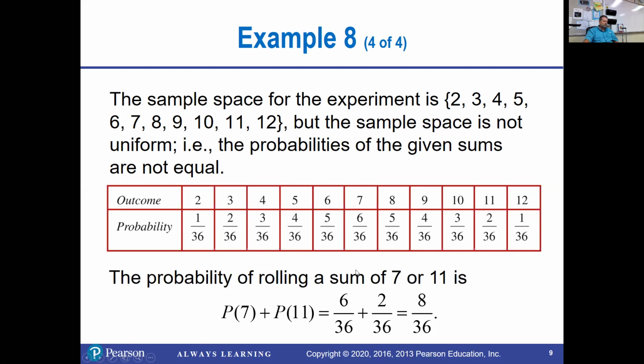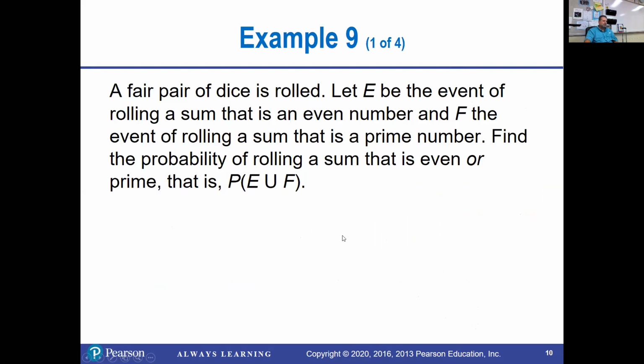So the probability of rolling the 7 and the 11, you add them up, because they are not uniform, I can add them and you're set. So we add them up, we get 8 out of 36, which would actually reduce to what? 2 out of 9 probability of one of those two. Reduced form is always the best form. They didn't quite do that on this one.